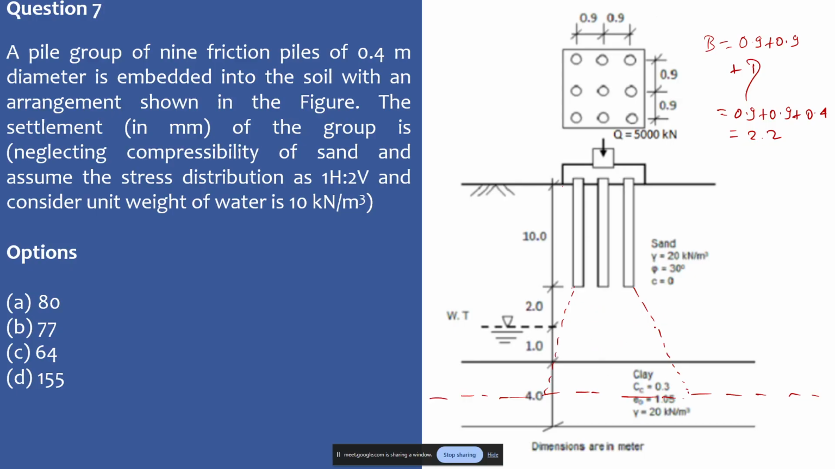It has been said that this is basically following one horizontal and two vertical, right? Yes, sir. So if we see, basically we need to take the projection of this square area.